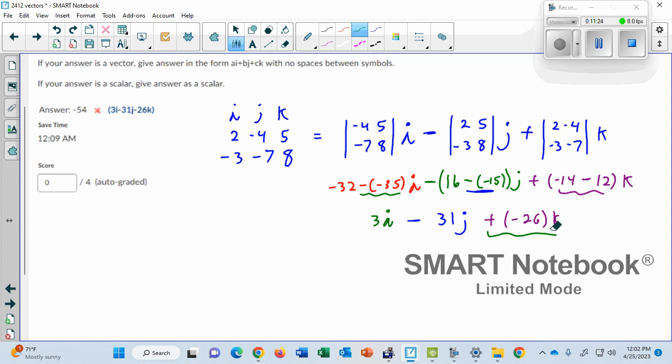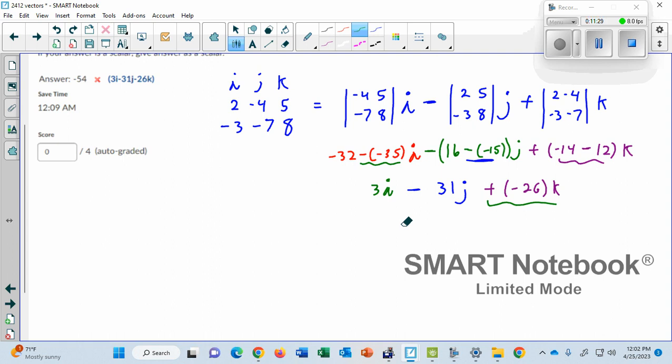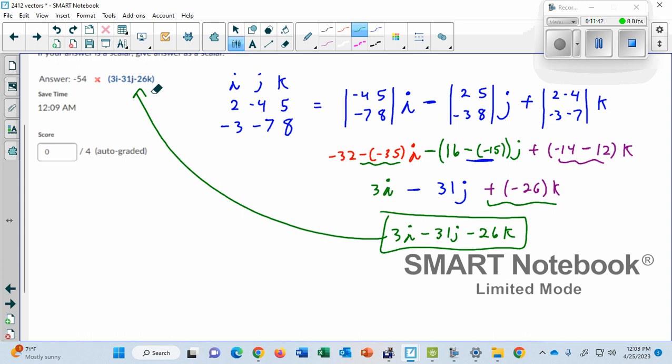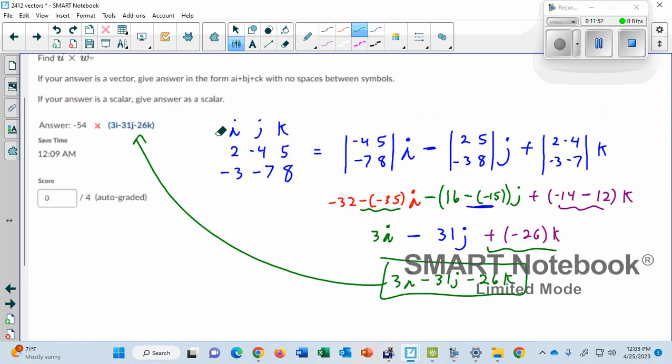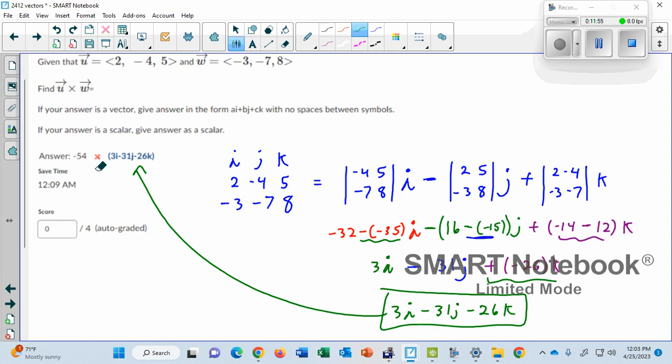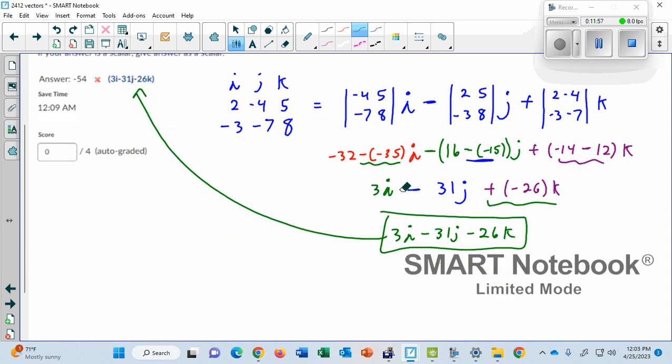But then we want to clean it up right here. It'll be considered a little bit more simplified if we just change that to a minus, and then you'll see that that's what we have as our answer over here. So 3i minus 31j, and then minus 26k, and so if you see, that's what we had up here. I'm not sure, maybe if you did the magnitude or the dot product or something, so not sure. But anyways, if you have any other questions about this one, let me know.